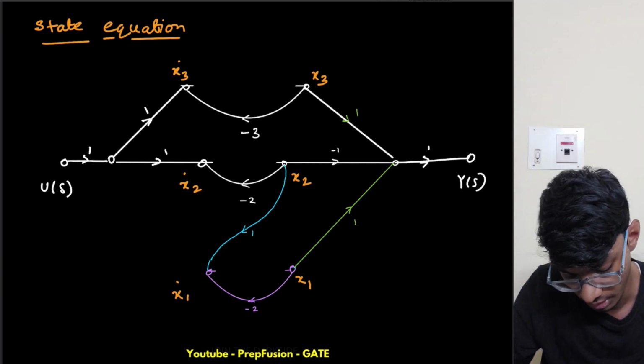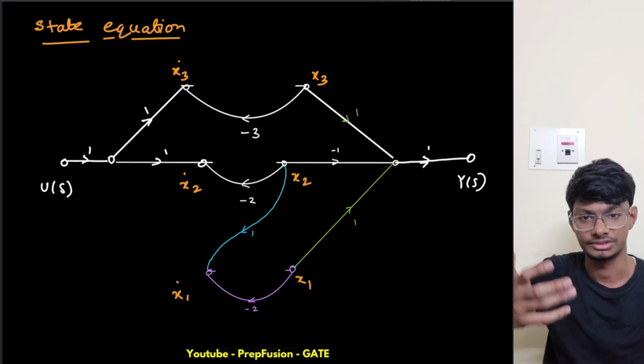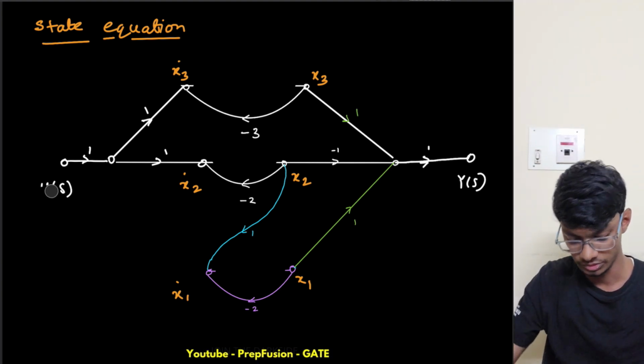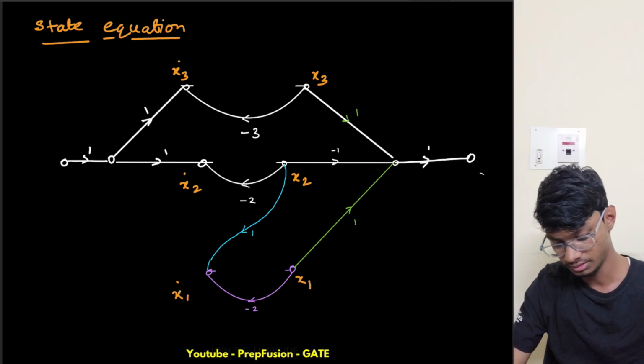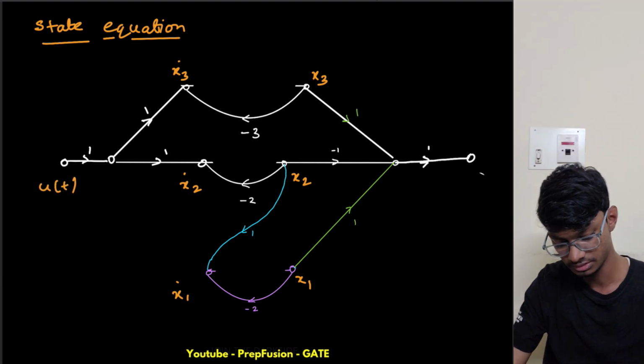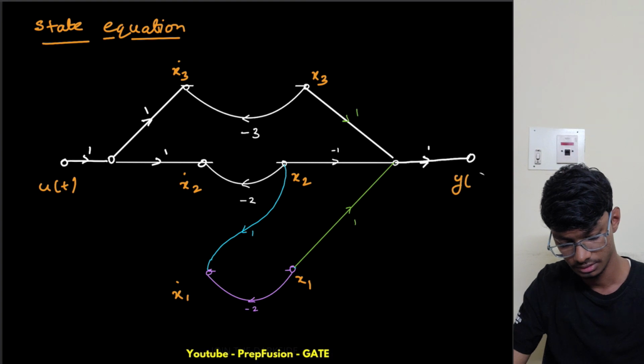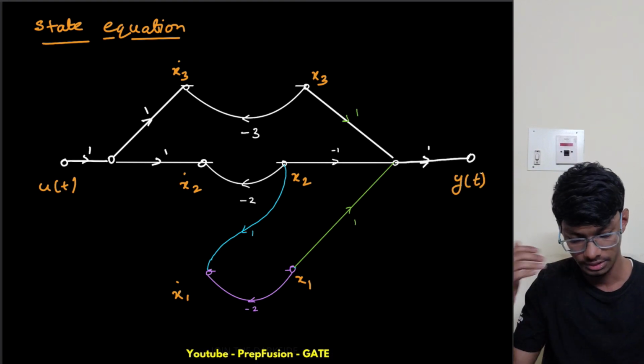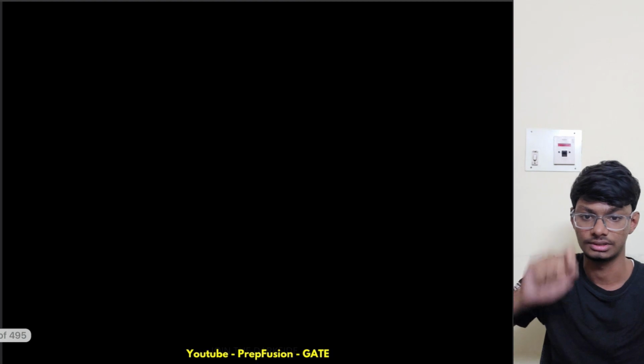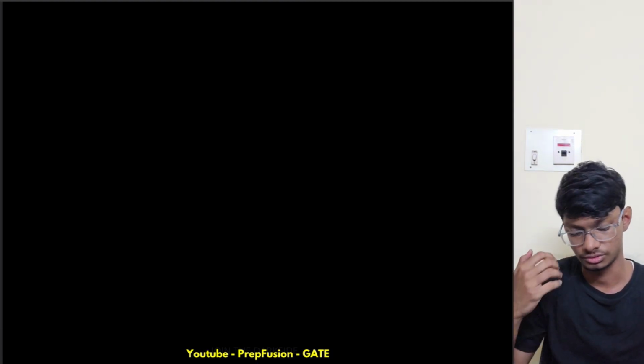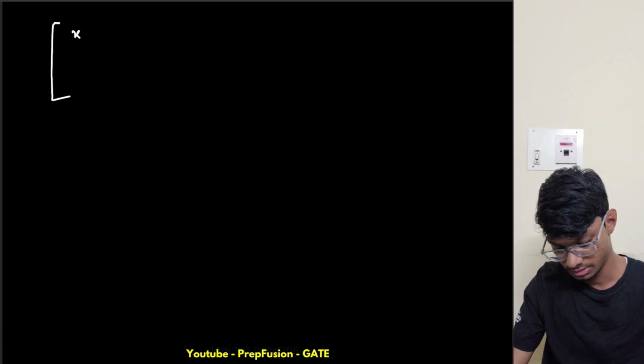Now remove the 1 by s terms, because I've already taken their effect in the time domain. This will be changed to u of t and y of t. Don't get confused again with step. Now let us write the state equation matrix directly. You should be accustomed to this by now. This is x1 dot, x2 dot, x3 dot.